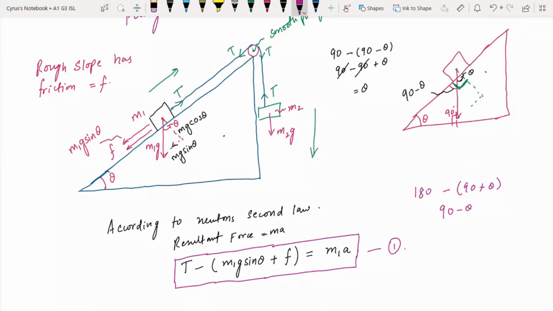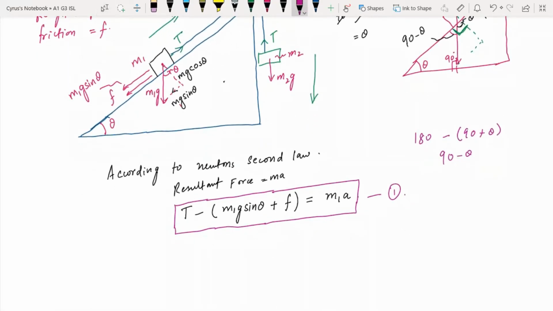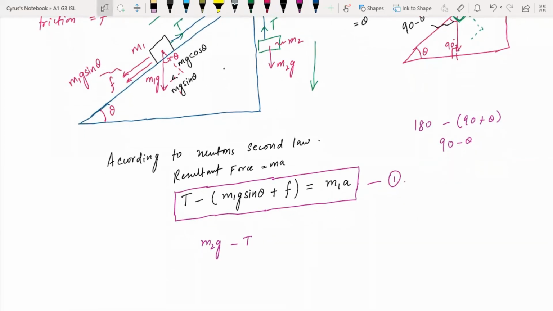This weight is going down, tension is acting upward. You will apply Newton's second law and you'll have M2G minus T, because it is going down, so weight is greater than the tension and it is accelerating as well, is equal to M2A. Now if you've got these two equations, note that the acceleration of both will be the same, and the tension of both will be the same. Eliminate the tension, make it the subject and put it in the other equation, and you will get the acceleration. If you know the frictional force and the masses, you will get the acceleration.